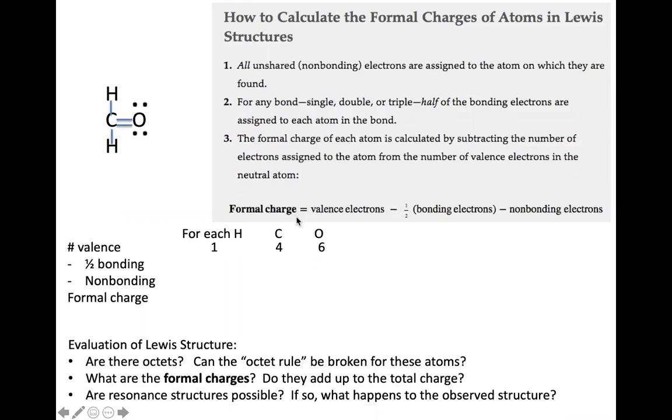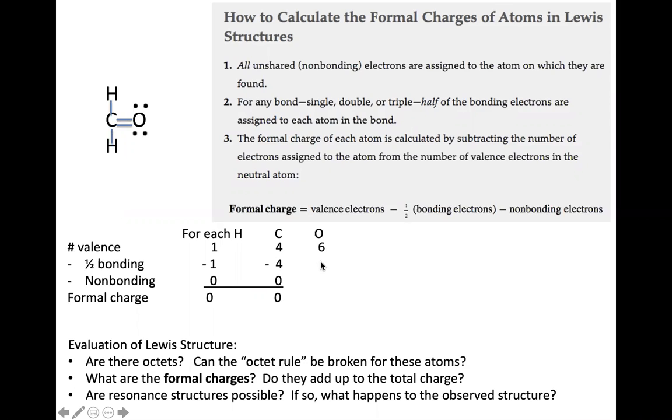Next step is let's subtract half of the number that were found in bonds. For this hydrogen atom, there are 2 electrons found in bonds. It gets 1 of those. It doesn't have any non-bonding. So the formal charge, 1 minus 1, nothing in non-bonding, ends up being 0 for the hydrogen atom. For the carbon, carbon started with 4. If I mentally cut each of those bonds in half, it would have a total of 1, 2, 3, 4 electrons involved in bonds. No non-bonding, it ends up being 0 there.